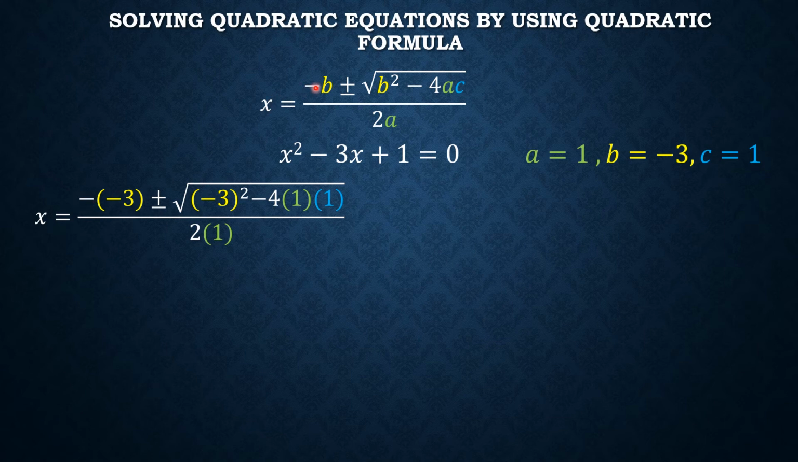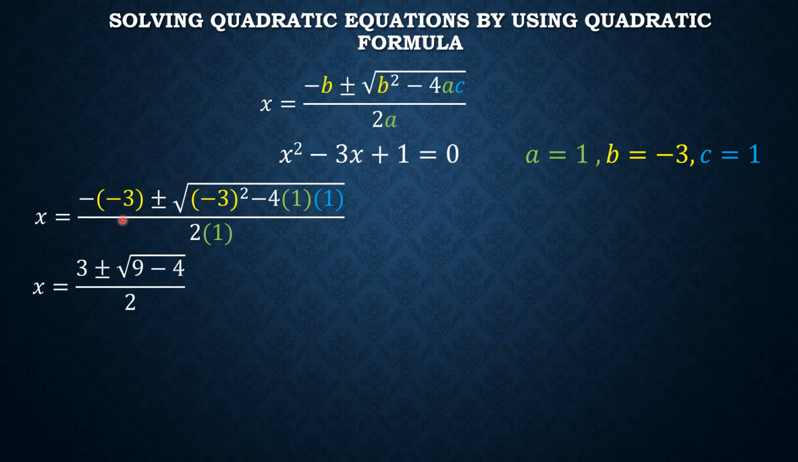Take note of this sign. And then you have to enclose this, okay? Because ang value ng b natin ay negative. Minsan, dito nagkakamali. So you have to ensure na naka-close, okay? Para hindi mo ma-neglect yung sign. Plus or minus the square root of negative 3 squared minus 4 times 1, all over 2 times 1. Take note of the values of a, b, and c.